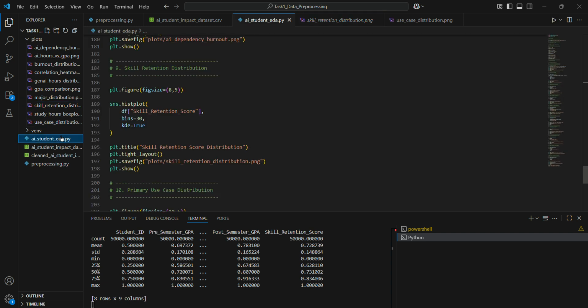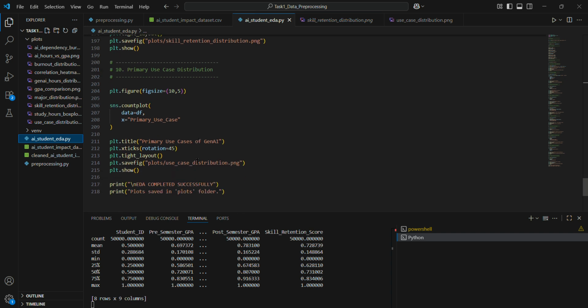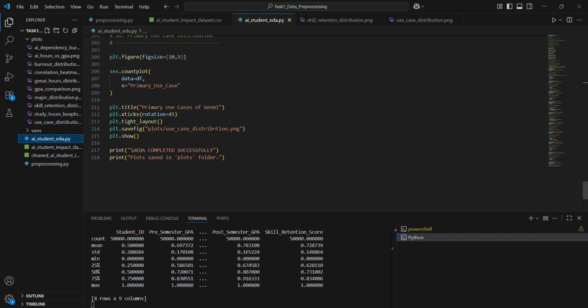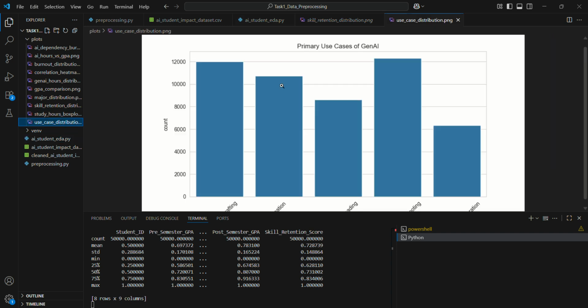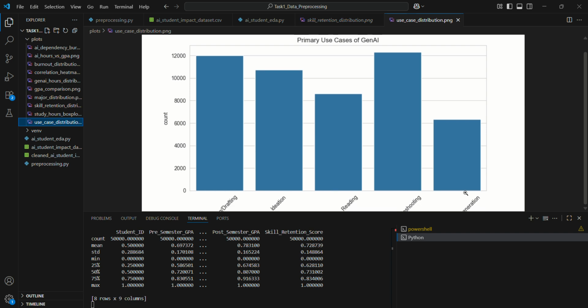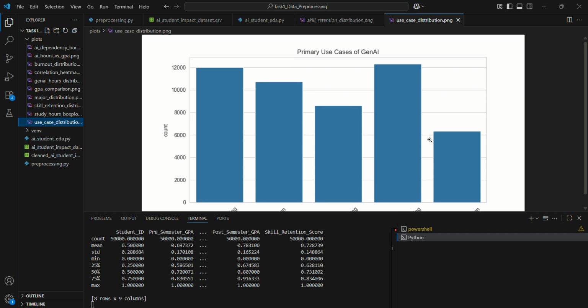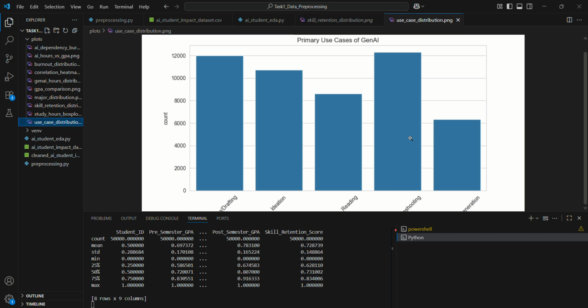Again, coming back to our Python file, the last step is the primary use case distribution. What are they basically using Gen AI for? It has been saved as use case distribution. We have count versus the primary use case. Here we can see that the majority of students are using it for troubleshooting. Somehow it's not visible here, but it's for troubleshooting, followed by drafting or just copywriting.